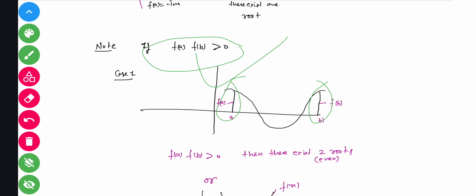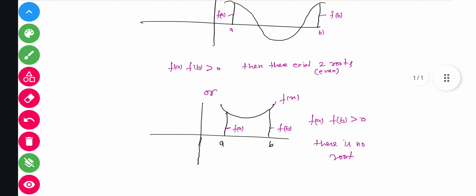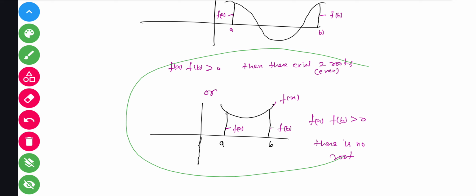Okay, so this could even be a valid interval, but the thing is it can be 0 roots as well. For example, I have one example here. You can see in this condition f(a) and f(b) are both positive. So in this condition there is no root, right? There is no root for this. So this condition can be there. That is why we always find two such points such that f(a) times f(b) is less than 0. So that is the intermediate value theorem.